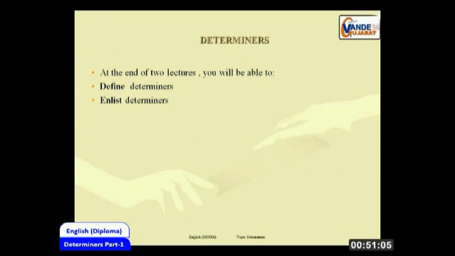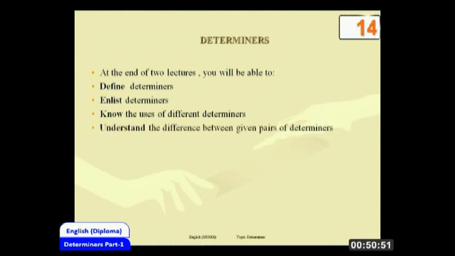enlist determiners, how many determiners are actually there in English. Thereafter, you will be able to know the uses of different determiners. You will also understand the difference between given pairs of determiners. For example, you will be able to understand the difference between the uses of article A and AN, or article A or AN and the, indefinite articles and definite articles. Moreover, you will be able to use a correct determiner in a given sentence.